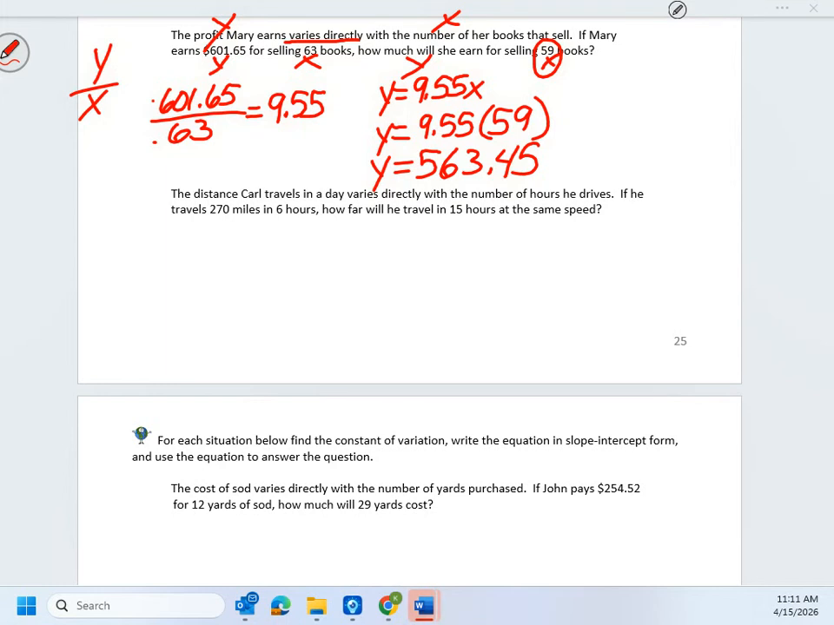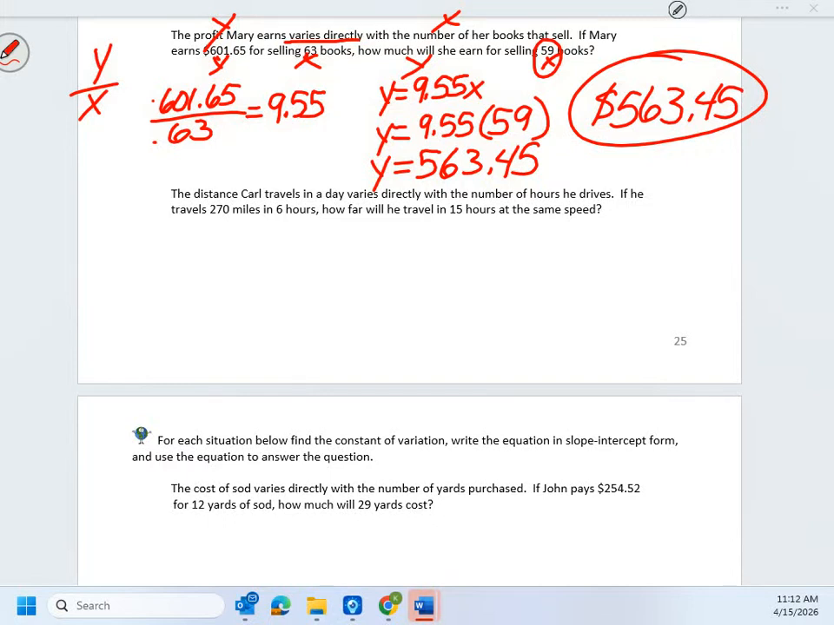So now I'm going to go back to my question. How much will she earn for selling 59 books? I know that if she sold 63 books, she made $601. Is she selling more books or less books? Less. So should her profit be more or less? Less. Is our answer less? Yes. So she made $563.45. Okay, always check your logic. Does it make sense? Yes.